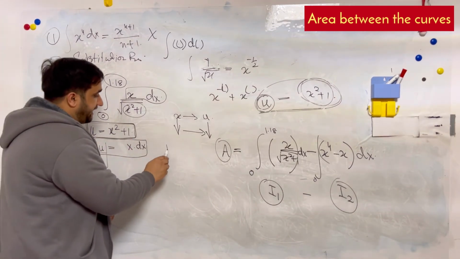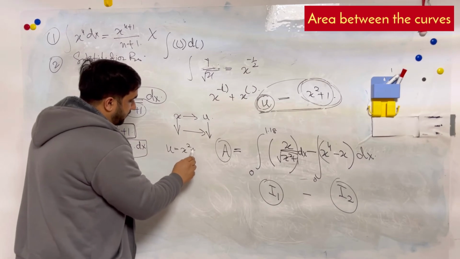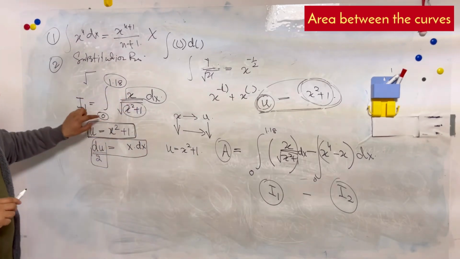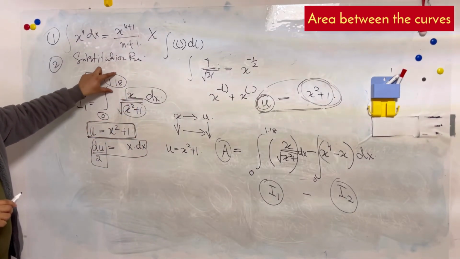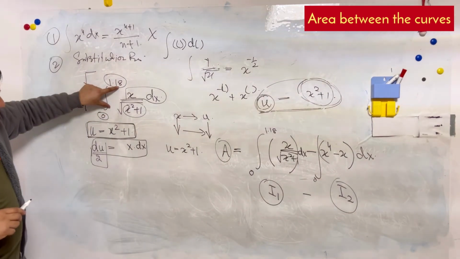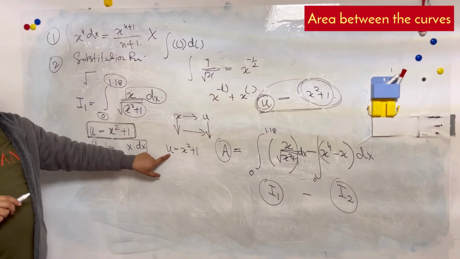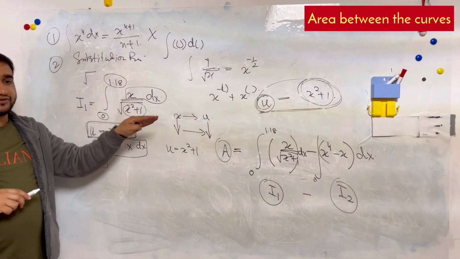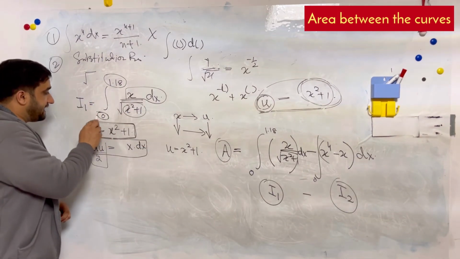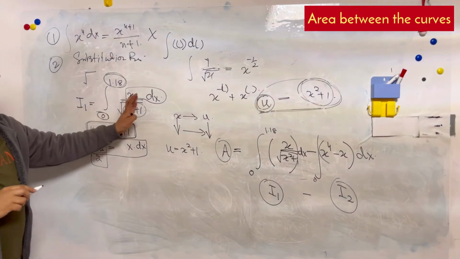Now, when I have u equal to x square plus 1, the two limit points are 0 and 1.18, and if I have these points for x, then I also need these two points for u. I don't care what is happening in between. I only need a and b for the whole integral.